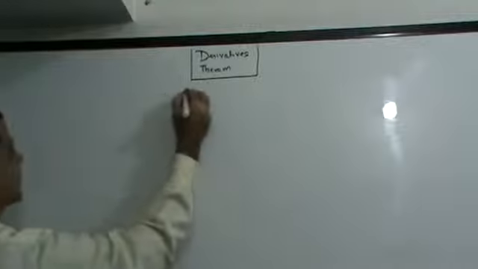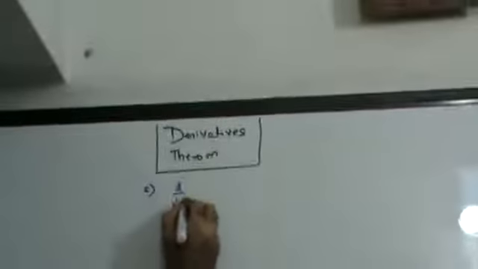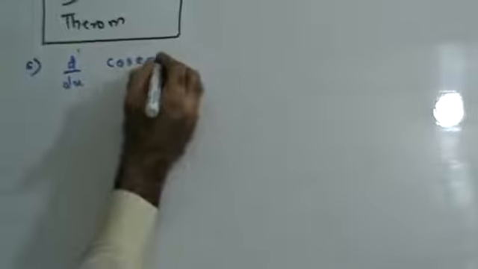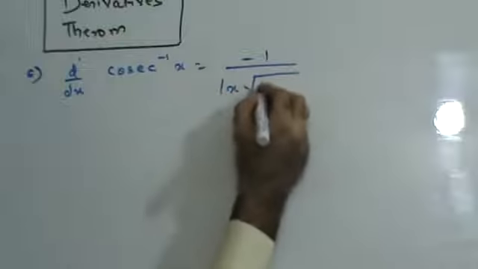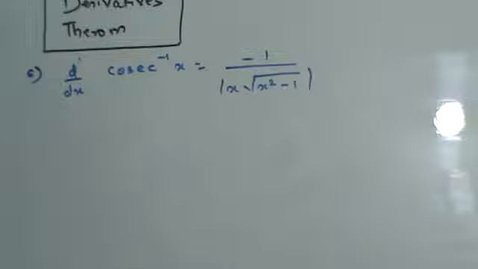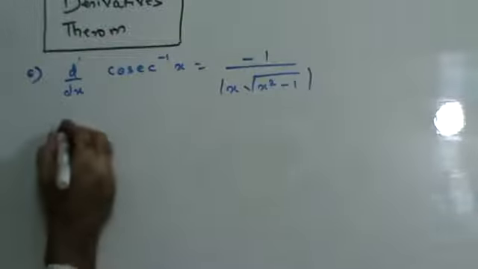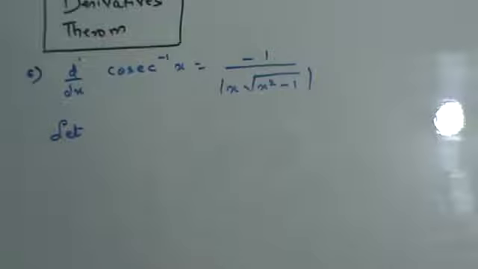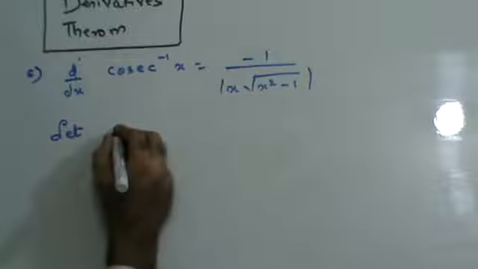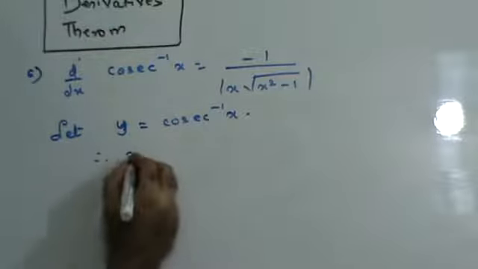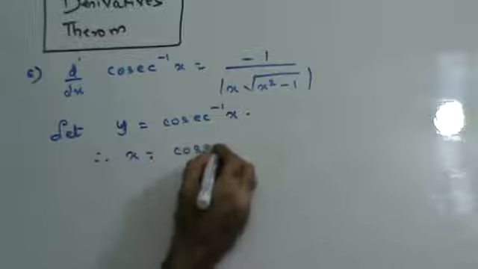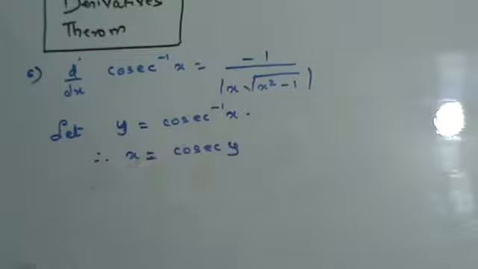Prove that d by dx of cosec inverse of x is minus 1 upon modulus of x square root of x square minus 1. Same method that we've been doing in the last sum. That's the reason I asked you to review the last sum very carefully, because we'll be using the same thing here. Let y be equal to cosec inverse of x. Therefore, x is equal to cosec y. I'm taking the inverse on the other side.